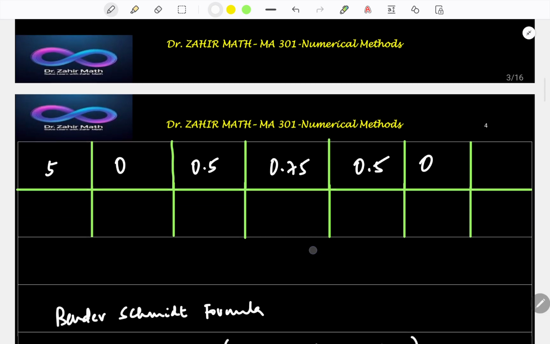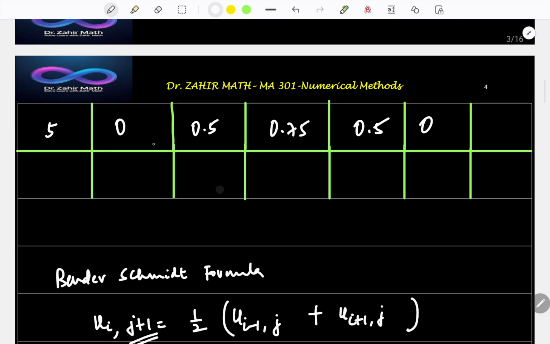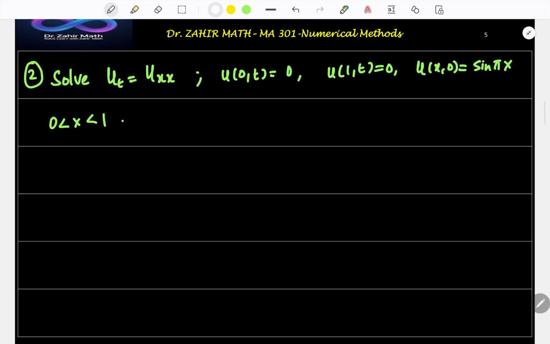Clear everybody? So in this way, you are going to fill up. So all the values, this is the final values. You are going to get the temperature values. Keep in your mind. Okay. Right. Let's go to the next question.